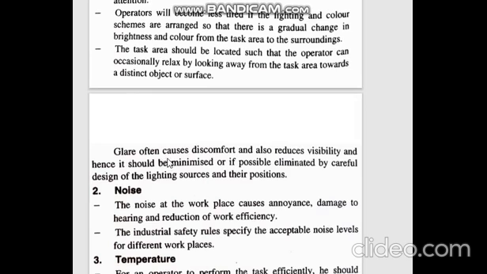Then glare often causes discomfort. Glare means bright light coming into their faces. It causes discomfort and reduces visibility, and hence it should be minimized and, if possible, eliminated by careful design of lighting sources and their positions. So this is about the lighting.